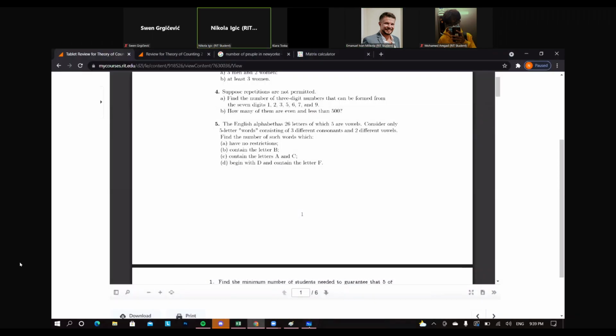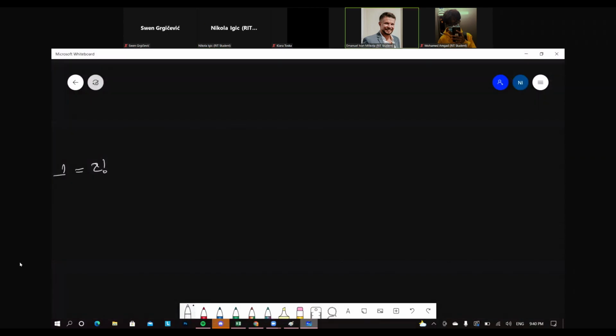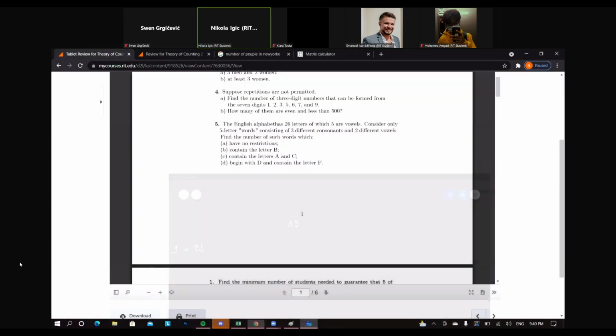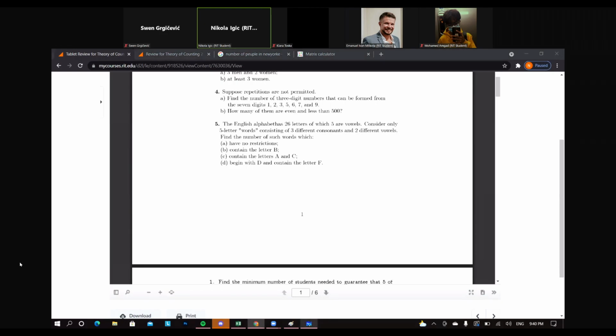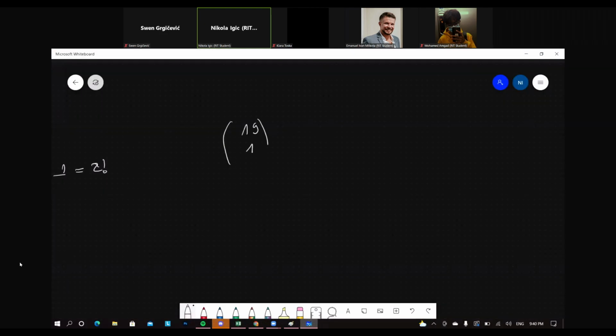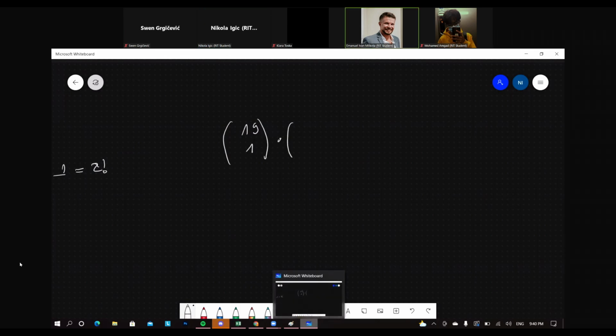Let's go like this, really fast. 26 letters. 5 of them are vowels, so I'm left with 21. I know that there is D and F, so I'm left with 19. Because it said to consider 3 different consonants, I already used D and F, so I'm only left with 1. Do you understand that?